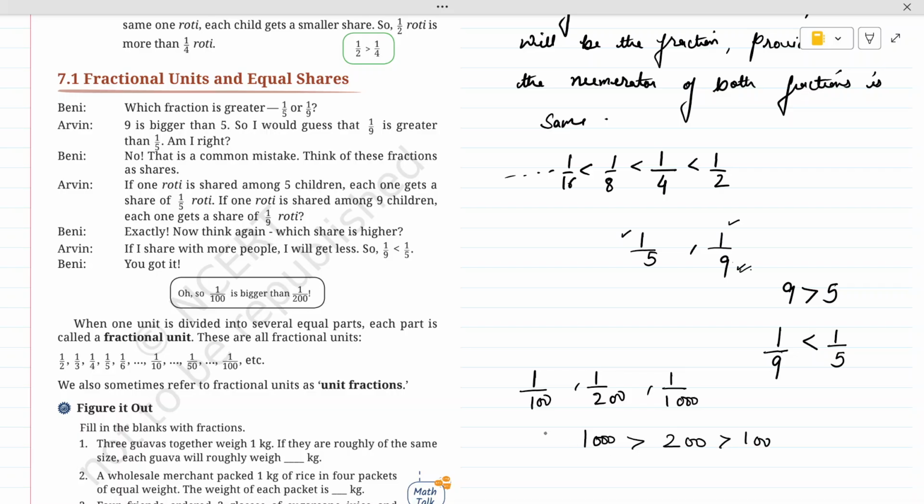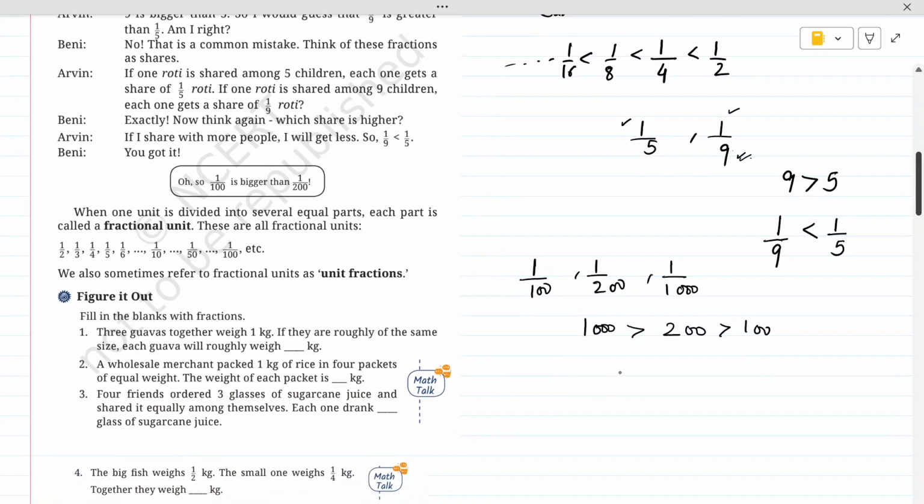Okay. But when we move to the fractions, it will be opposite of this. 1 by 1000 is less than 1 by 200 is less than 1 by 100, because of the rule that the greater the number, the smaller will be the fraction. Okay. So this is how we can compare these fractions provided the numerator is same.